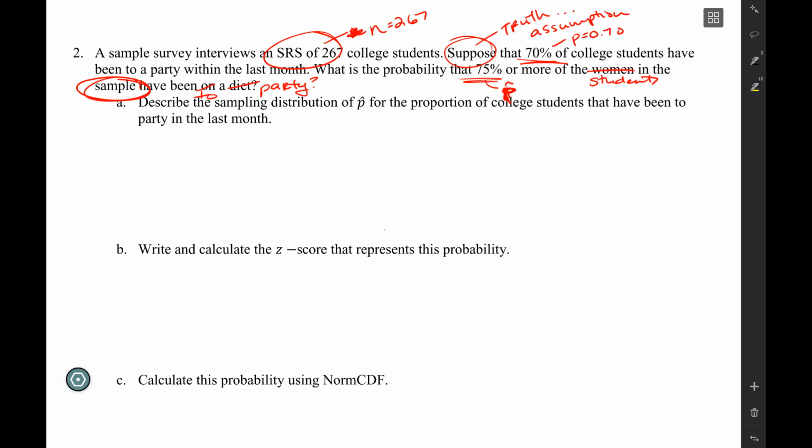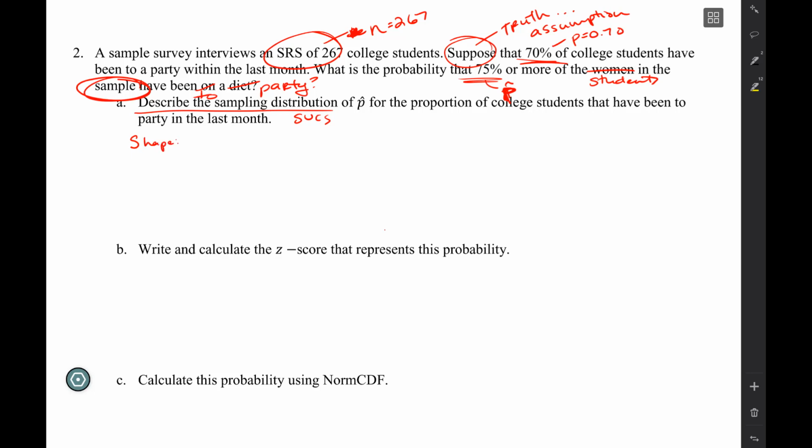So we're going to call that our population proportion. That's p. Now, describe the sampling distribution of p hat for the proportion of college students that have been to a party in the last month. Well, describing a sampling distribution is like describing any other distribution, and that's doing shape, center, and spread. Okay, so we have shape first.